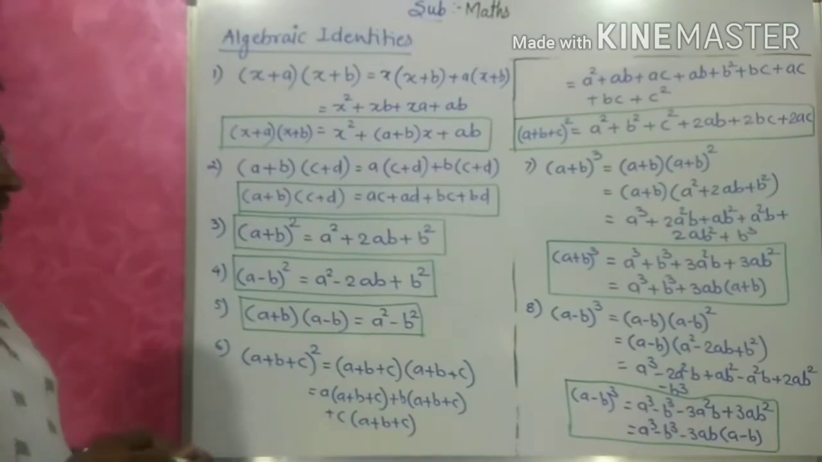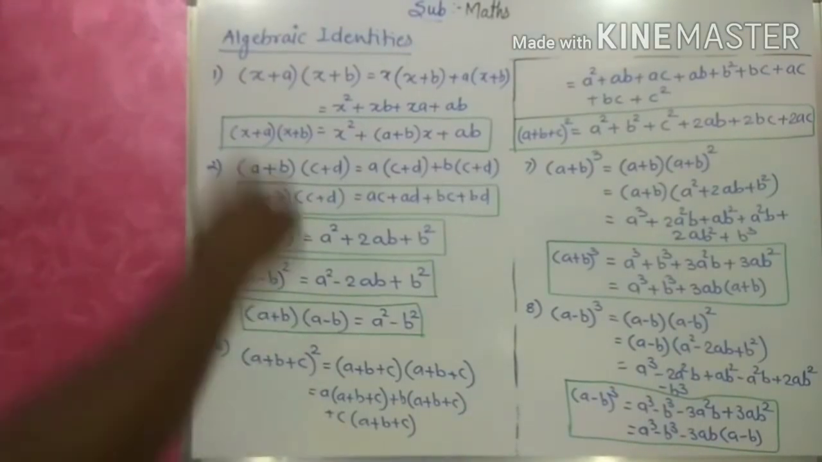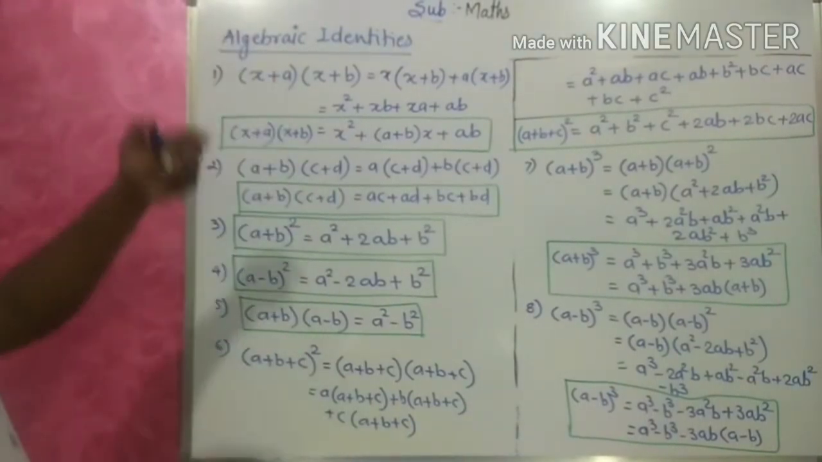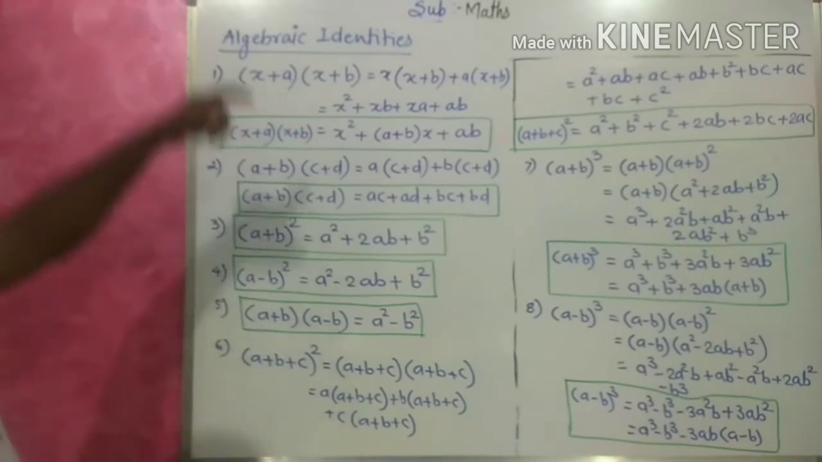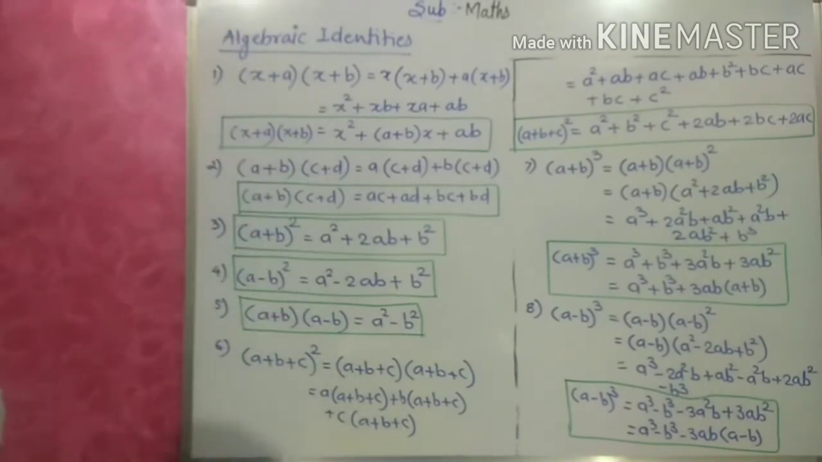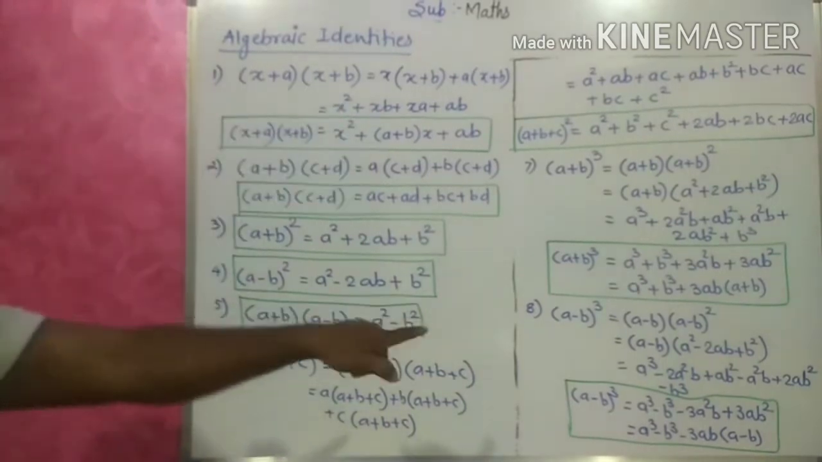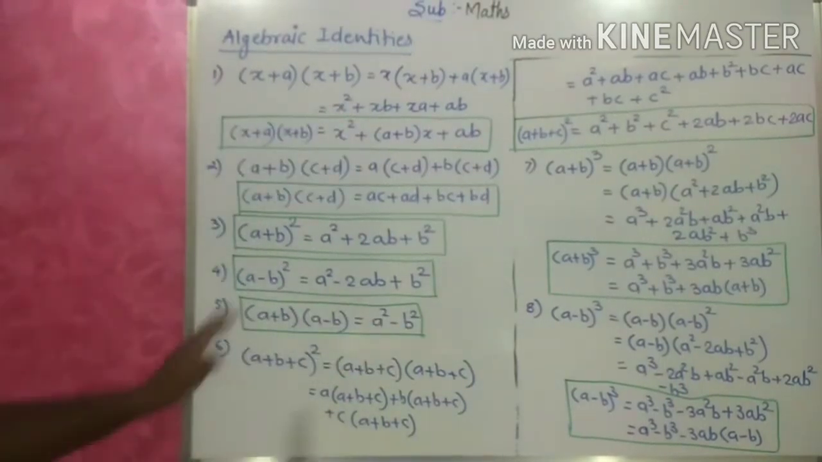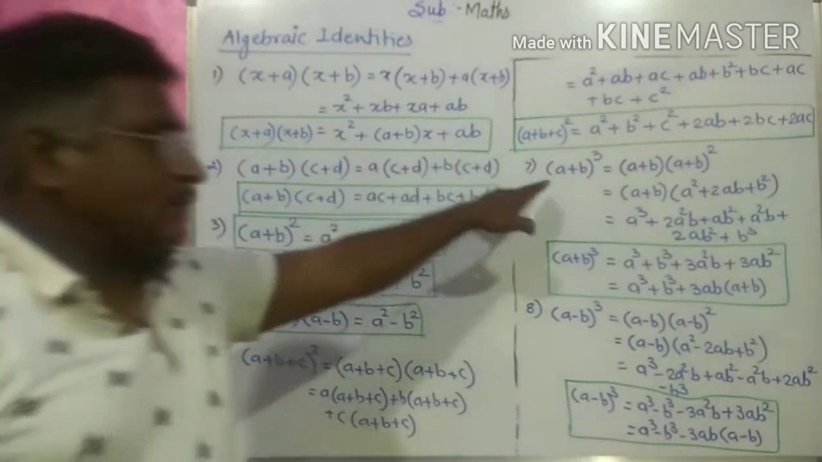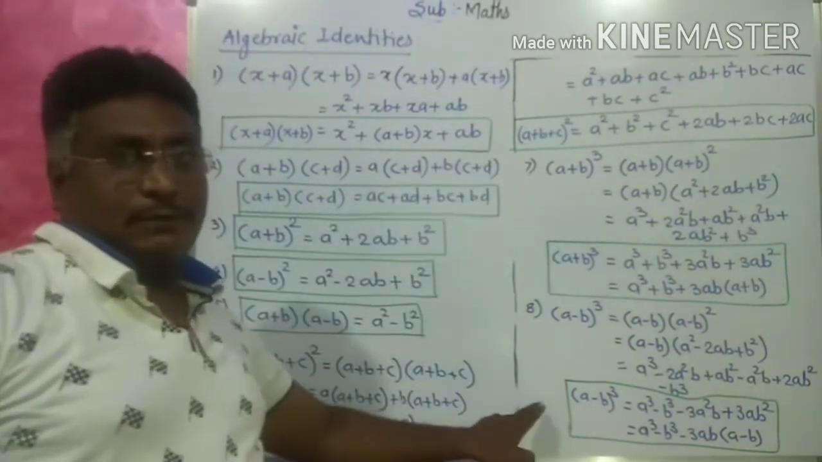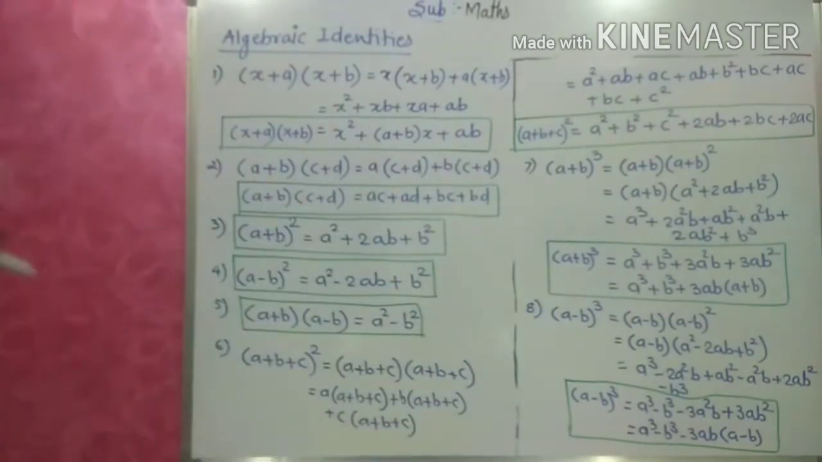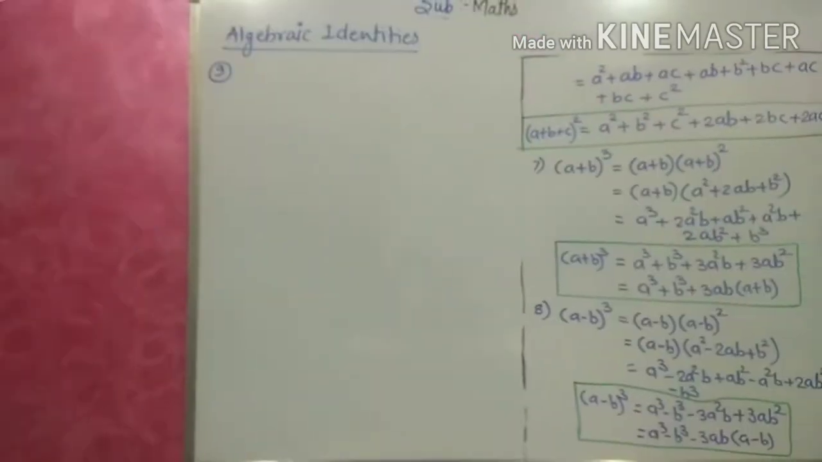So how many identities are there? 8 identities are there so far. Hope you understand from these identities how to form them and how to remember. If we forget the identity, how to form it, I gave here. Okay students? So hope you understand these 8 identities. Now we will go on to the next identity.